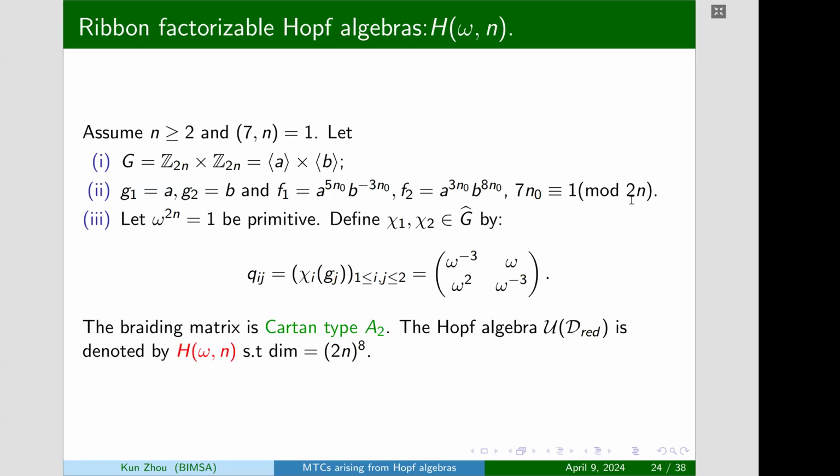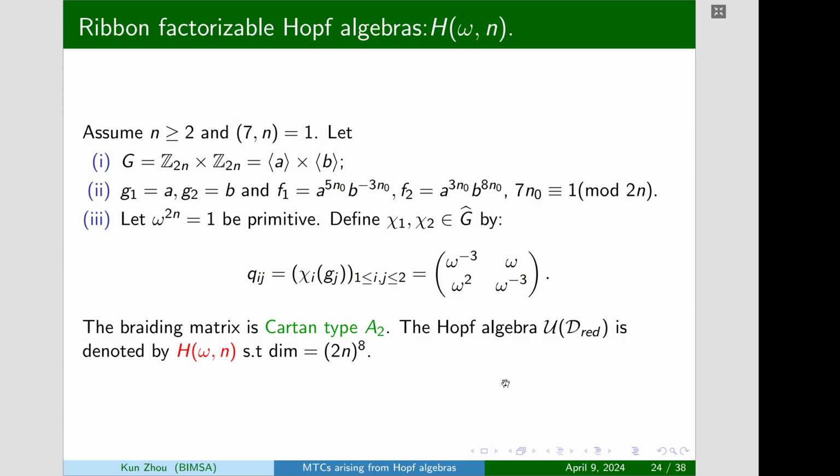Here we ask that n is coprime to 7. To define chi_1, chi_2, we need a primitive 2n-th root of unity omega. Then we can define chi_1, chi_2 by the following braiding matrix, whose first row is omega^{-3} and omega, and whose second row is omega^2 and omega^{-3}. Then the Hopf algebra U(D) reduced is denoted by H_{omega,n}. By computation, we know that its dimension is the eighth power of 2n, and note that the grading matrix here is just of Cartan type A2.